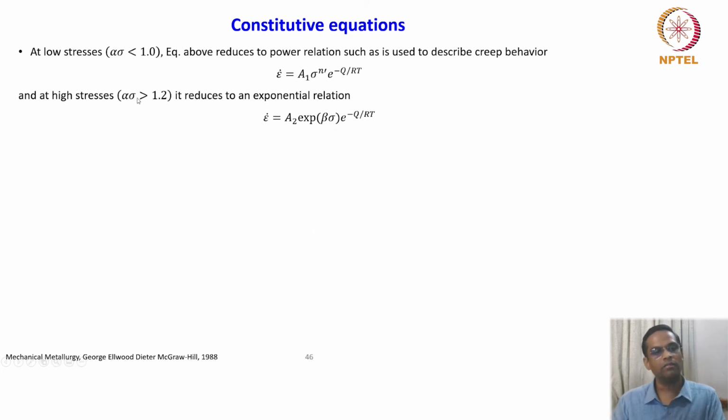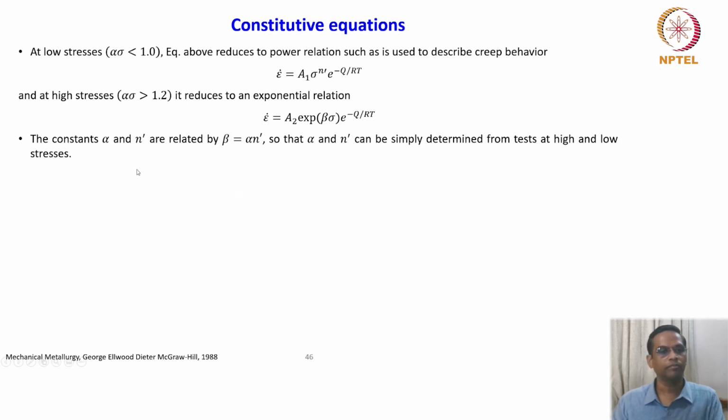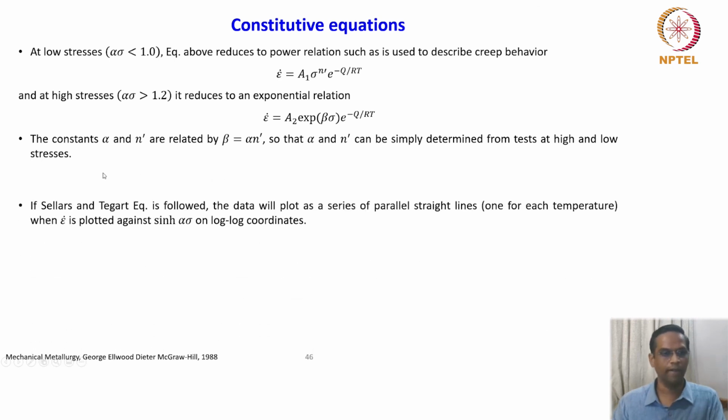And at high stresses, where alpha sigma is greater than 1.2, it reduces to an exponential relation like this. Epsilon dot is equal to A2 exponential beta sigma into e to the power minus Q by RT. The constants alpha and n prime are related by beta is equal to alpha n prime. So that alpha and n prime can be simply determined from the tests at high and low stresses.